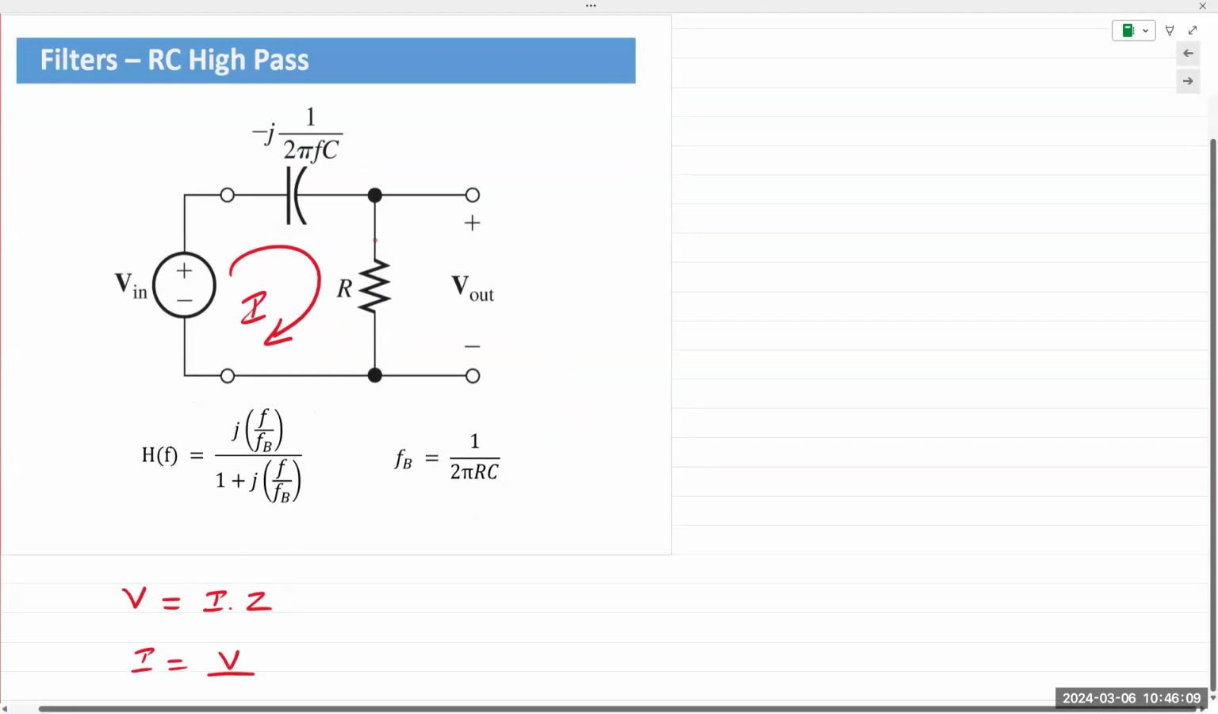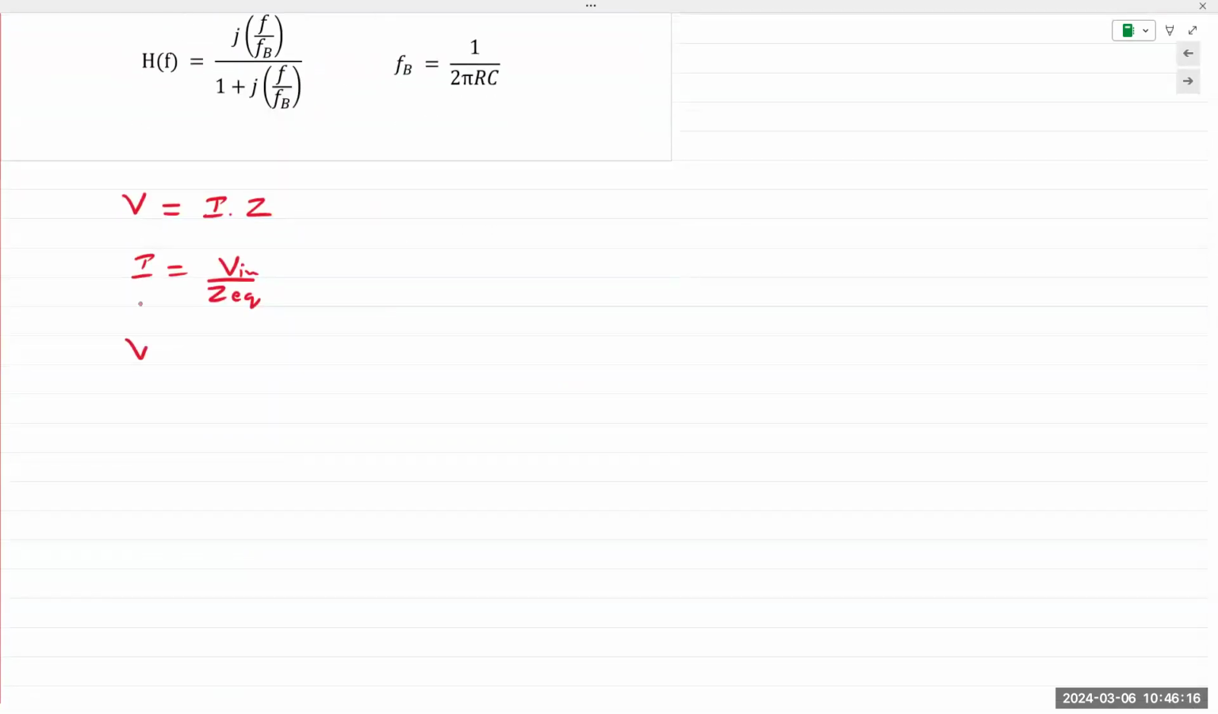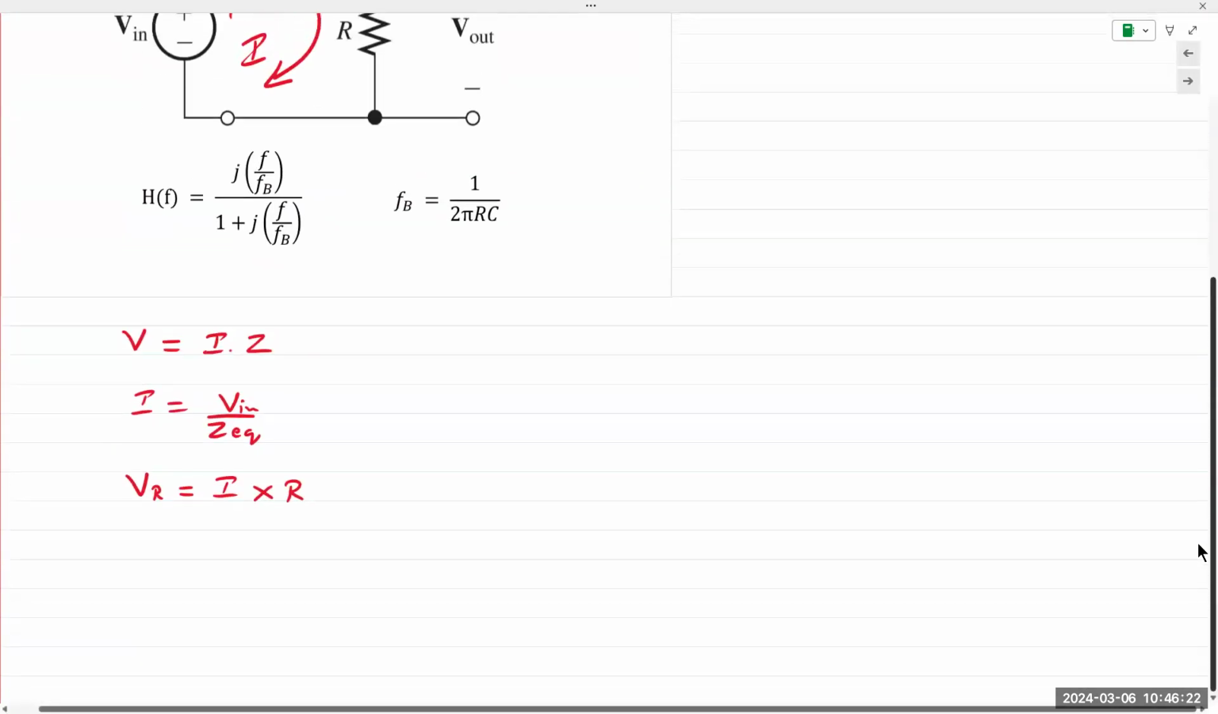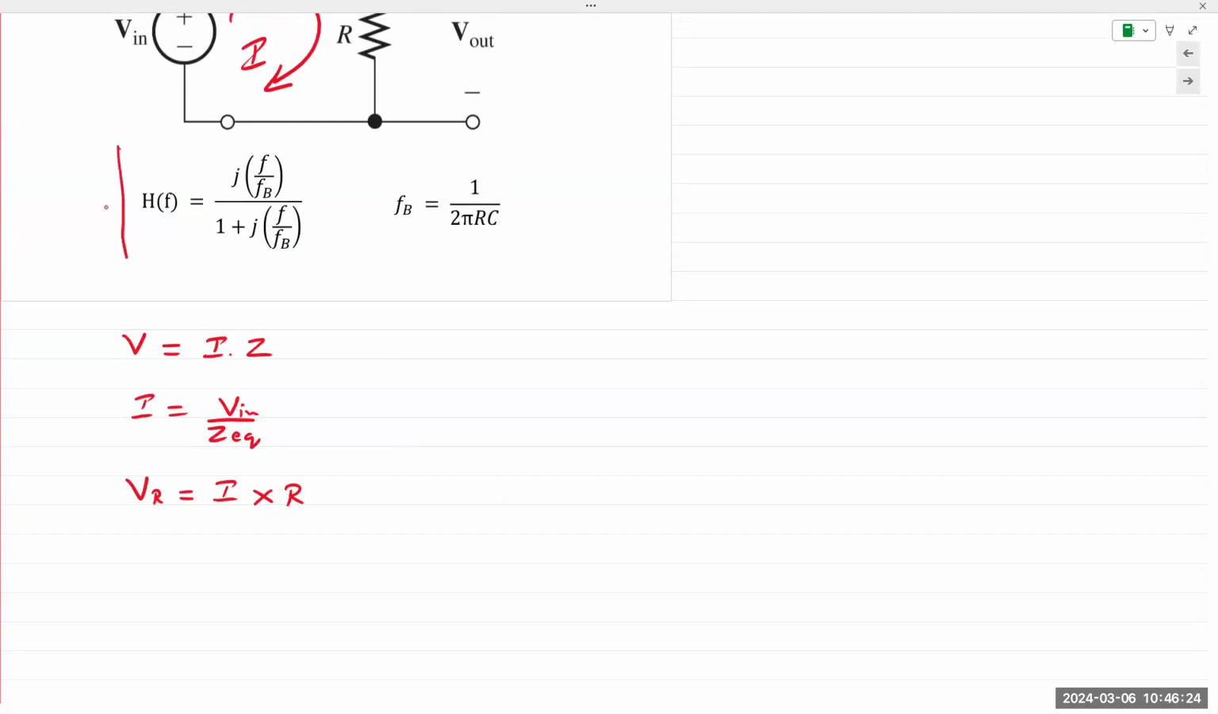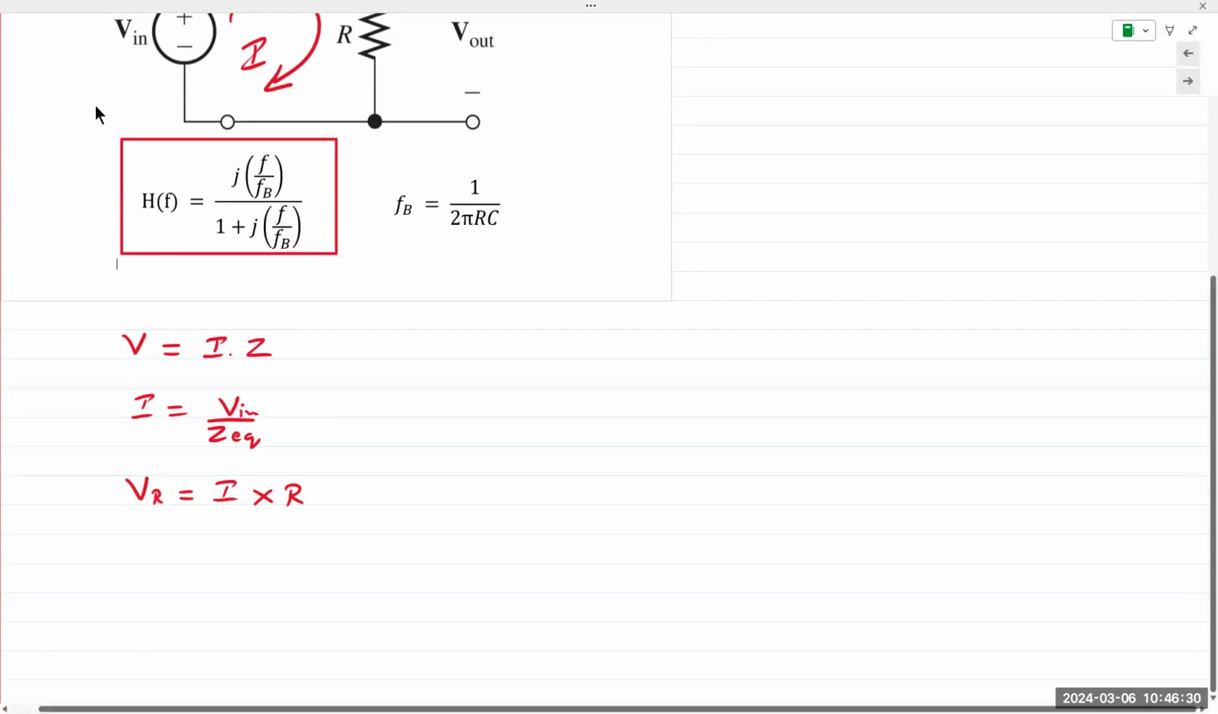It'd be V in over ZEQ. And then, of course, VR would be equal to I times R. And you'd solve that equation and obtain the transfer function that looks like this.